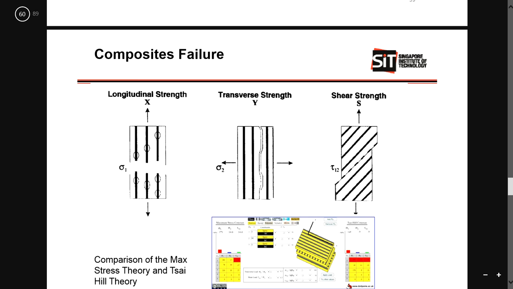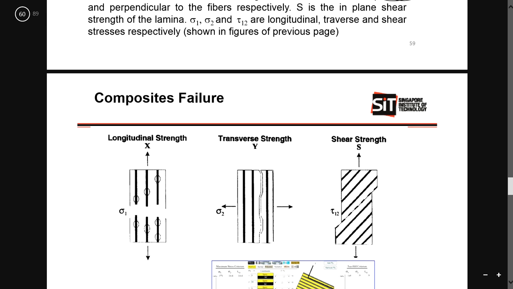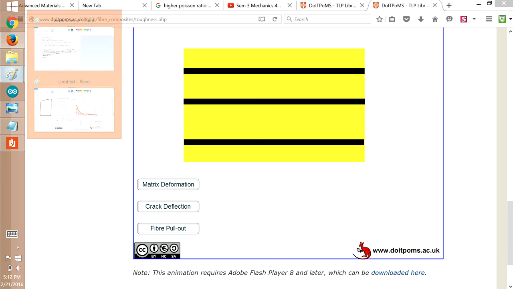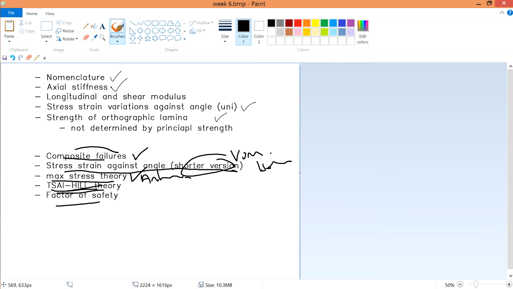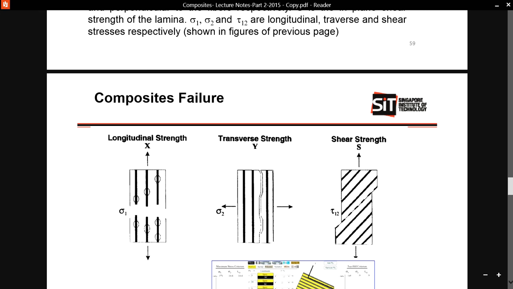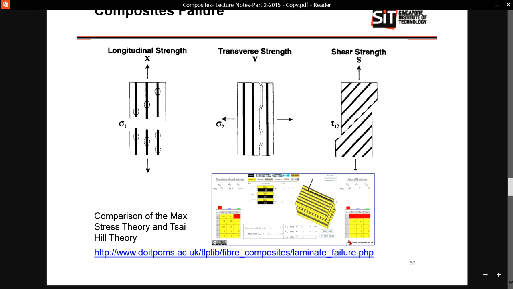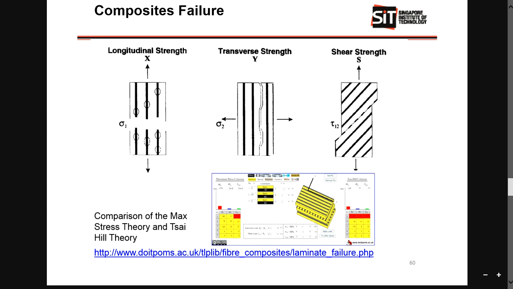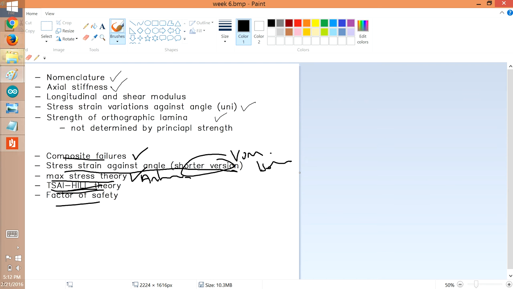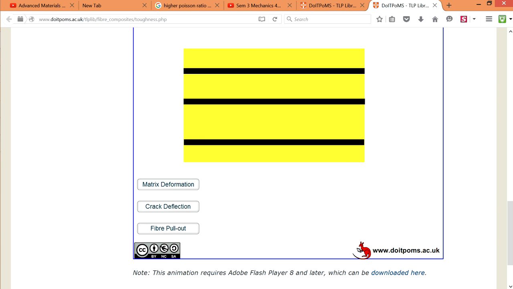Over here, this is composite failure. Alright, we are still talking about composite failure, and it's actually over at this side. I should have said that here first. But anyway, in order to let you see the different failure modes, this is the website. You can click this link.